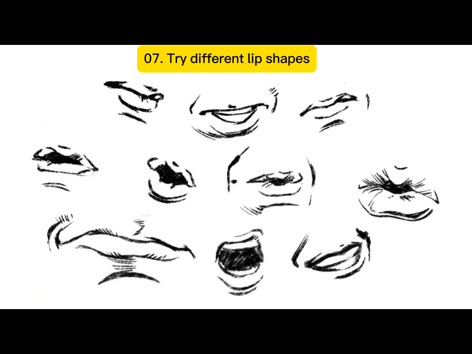Step number 7. Keep a little sketchbook to practice different lip shapes. Study films and TV programs to see how actors exaggerate their mouths. Experiment and explore different mouth shapes. Try to convey O, R, and S. This will help when you want figures to look like they're speaking.